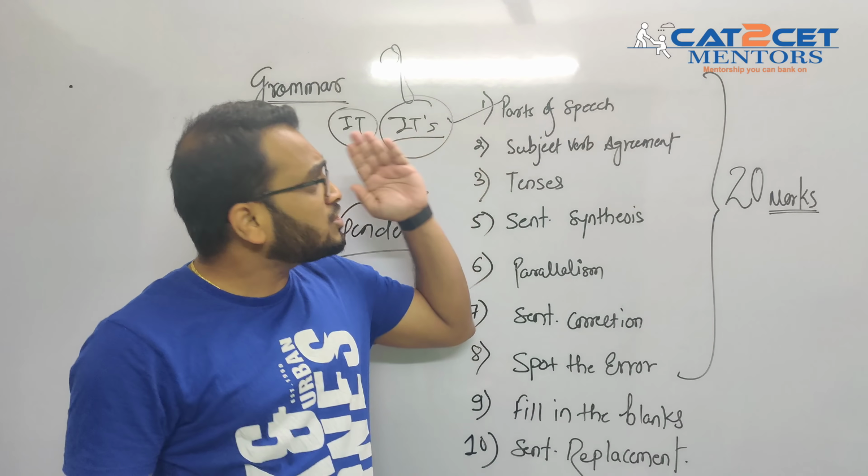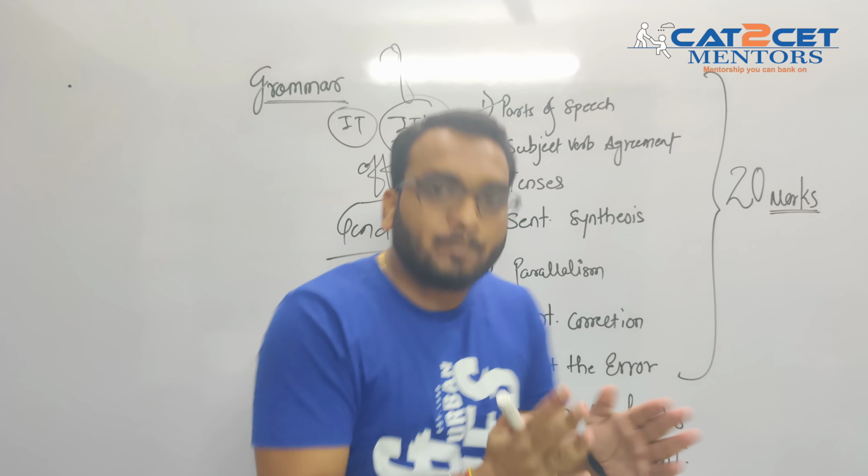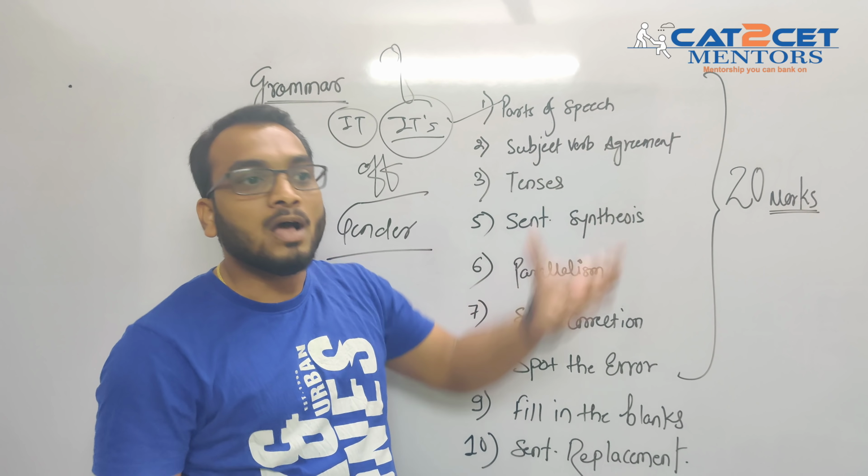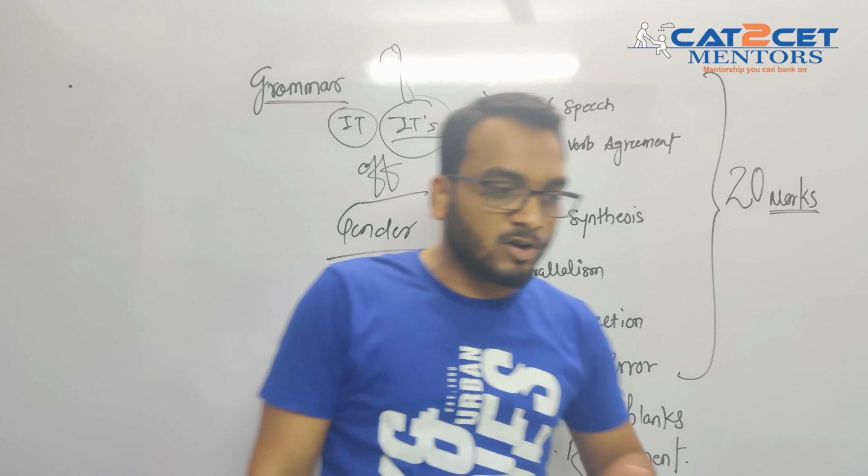मेरे ख्याल से these are the basic things that you can see in your CET grammar actually. So you got to start with parts of speech. The moment you're done with parts of speech, you can move towards subject, verb and agreement. Simple.